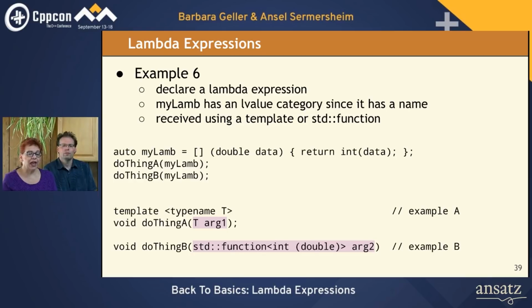In example A, we're declaring a templated function, which has the ability to deduce the data type of our closure. In example B, we're actually storing our closure in an std function. And these are 2 different ways to do it. They both work. And we did want to mention that the syntax for the declaration of std function is a little bit odd. First, we have the int that declares the return type, and the double is the data type for the parameter.